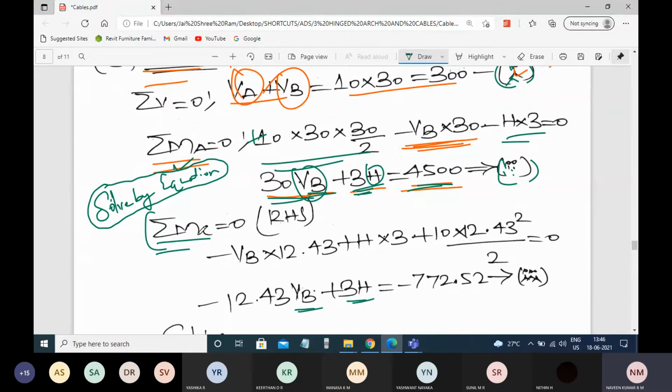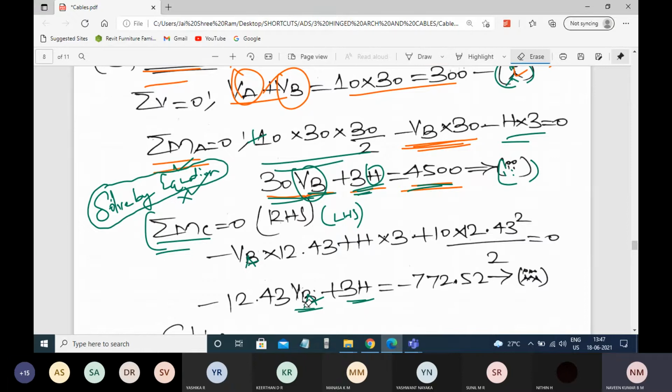So if I consider summation MC equals 0 LHS, what will happen? Instead of VB, I'll get VA. So VB is one unknown, VA is one unknown, H is one unknown. So three unknowns cannot be obtained from this solve by equation. Here VA is there, there VB is there, so there is a difference. You cannot get the solution from the equation. Please see to that.